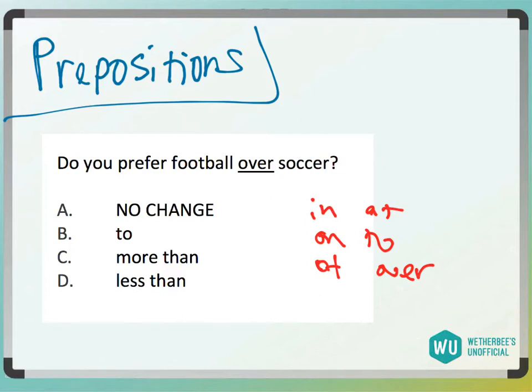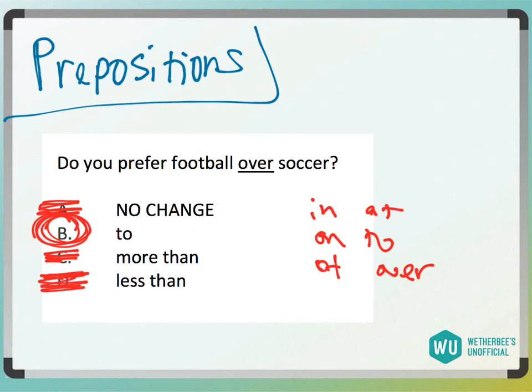A lot of people will pick A for this, but you actually don't say "prefer football over." I wouldn't say I prefer one thing over another thing. The phrase is "prefer to." You prefer one thing to another. You wouldn't say, do you prefer football more than? I wouldn't prefer something more than. I prefer one thing to another.